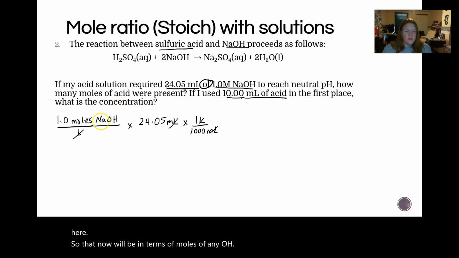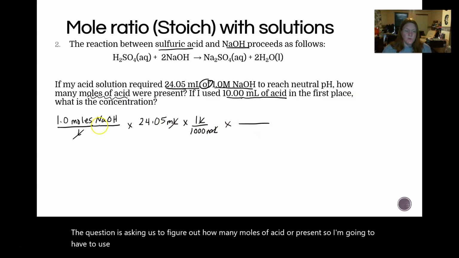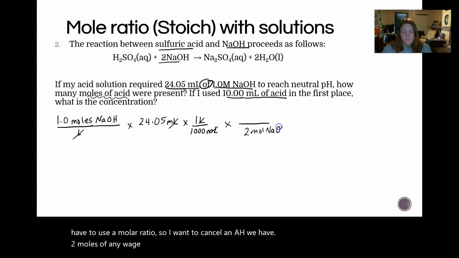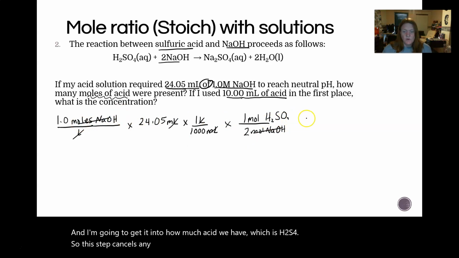The question is asking us to figure out how many moles of acid are present. So I'm going to have to use a molar ratio. So I want to cancel NaOH. We have 2 moles of NaOH here. And I'm going to get it into how much acid we have, which is H2SO4. So this step cancels NaOH, and now we have moles of sulfuric.